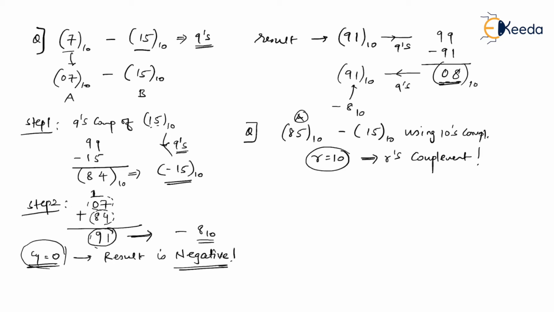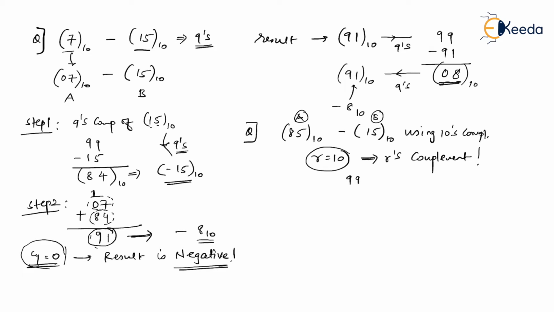I'm sure you remember this is A, this is B. You have to take 10's complement of 15. So what is meant by 10's complement? If I say 9's complement means subtract every digit from 9. So again, what is meant by 10's complement? It is nothing but 9's complement of the number plus 1, right? So let's do the 10's complement of 15.